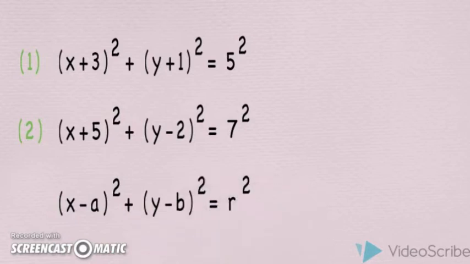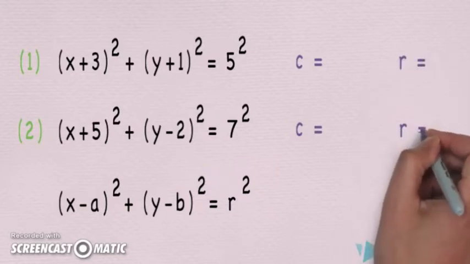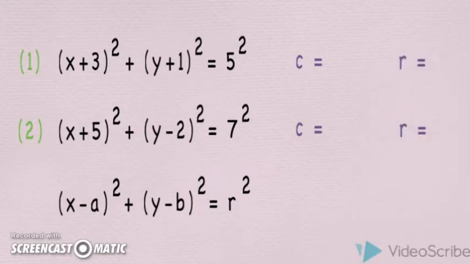Each equation, we can see, has corresponding values for A, B, and R. Knowing that this equation represents a circle, we know that the coordinate (A, B) gives us the circle's center, and R gives us the radius of that circle. So from this, what are the centers and radii of our two examples? For the first, since x plus 3 is the same as x minus negative 3, and y plus 1 is the same as y minus negative 1, we can see our center is at (-3, -1). Also, since R is 5, the radius is 5.